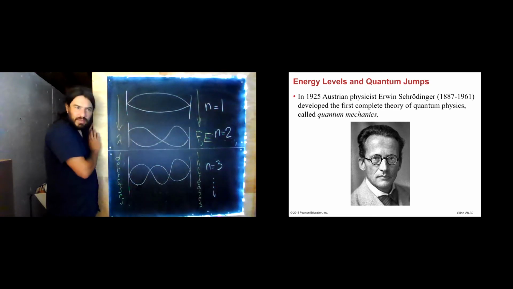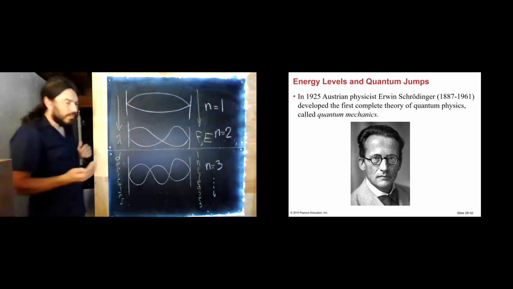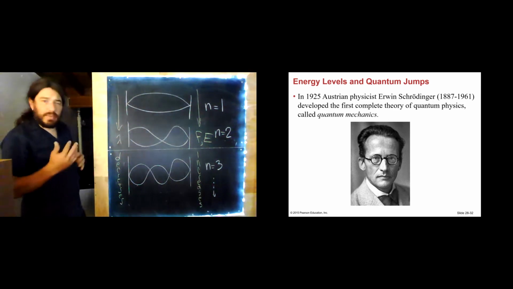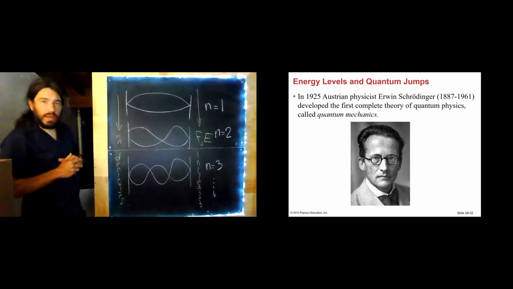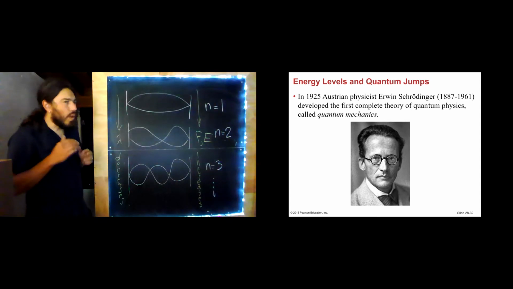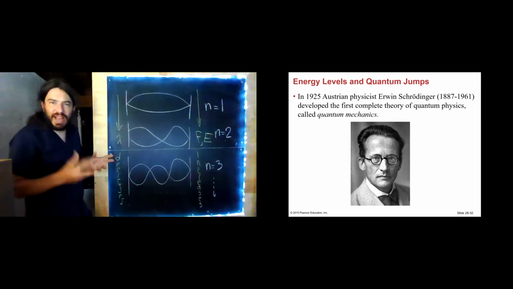How are we going to interpret these wave equations? Well, we can think of them as standing matter waves, and that's a wonderful way of thinking of them. We can think of them as probabilities. We can think of them as probabilities of where the particle might be found.